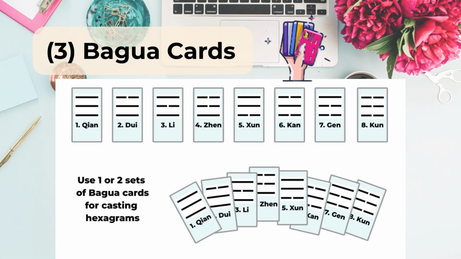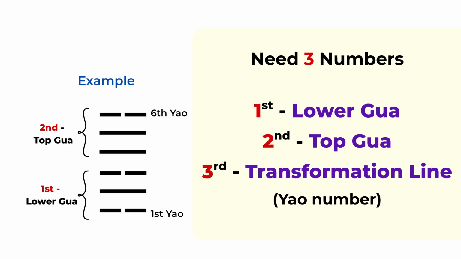And the methods are basically the same. We will need to have 3 different numbers. The first number shows the lower gua of the Bagua, and the second number shows the top gua or the upper gua. So with 2 gua numbers, we can come up with an I Ching hexagram. That will be 6 lines. And the third number is a transformation line or the transformation yarrow number.